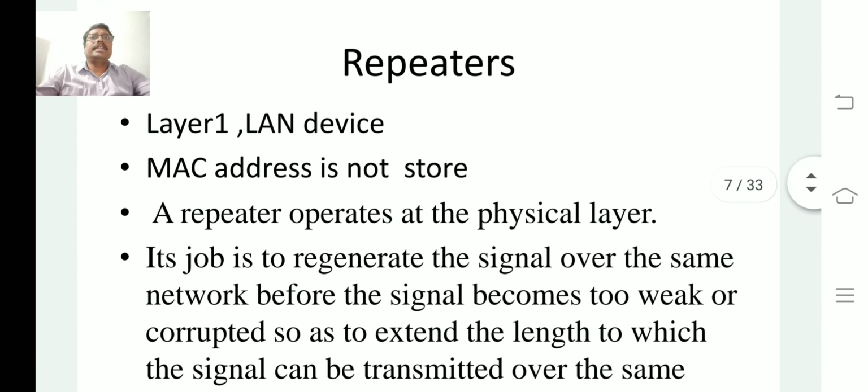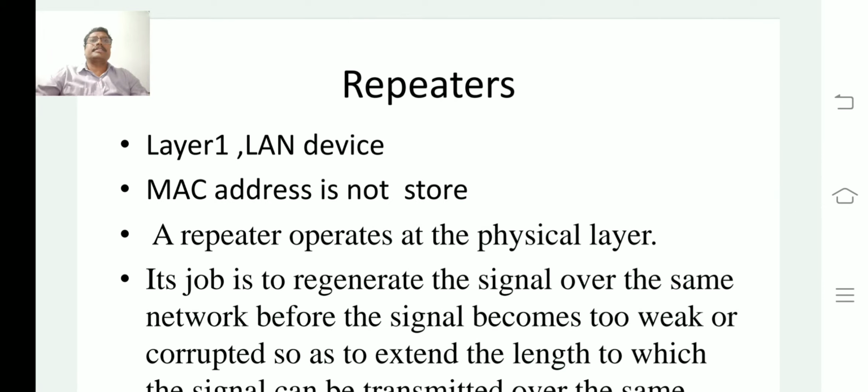Repeaters. Let us see the meaning and the purpose of repeaters. The word repeater itself says that it is going to repeat the signal, meaning it amplifies the signal. If you are using a cable for a long distance, the signal strength is going to reduce. So, to increase the signal strength and restore the original signal values, we use the repeater. It is a layer 1 LAN device, and layer 1 is the physical layer, where we use the repeater in a LAN.